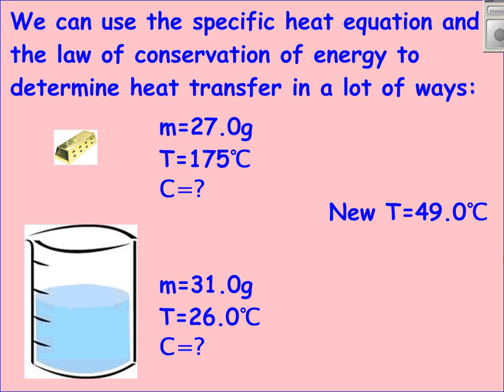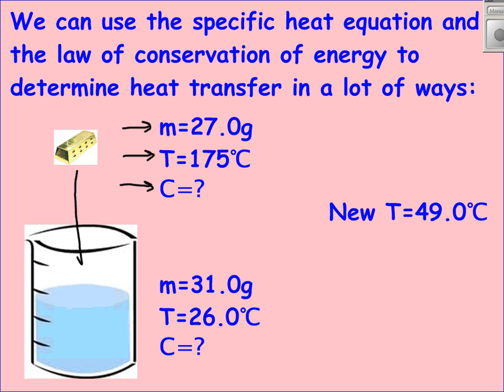We have a piece of metal that has a mass of 27 grams, a temperature of 175 degrees Celsius, and a specific heat that we don't know. We do not know what this metal is. Now, what we're going to do is figure out what the metal actually is for this problem.